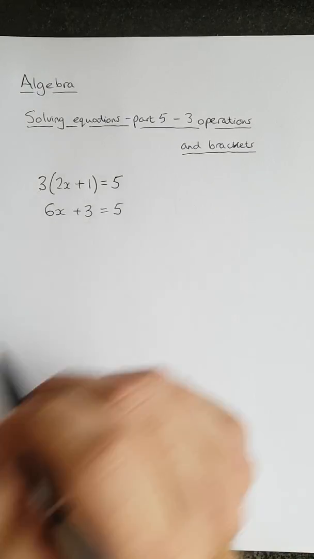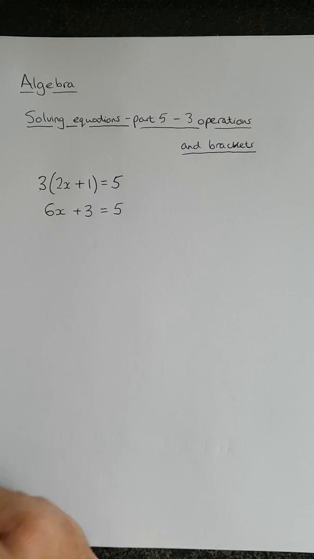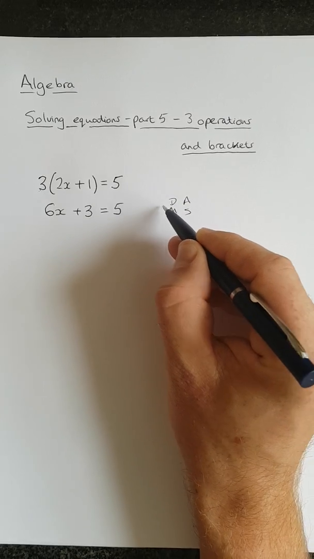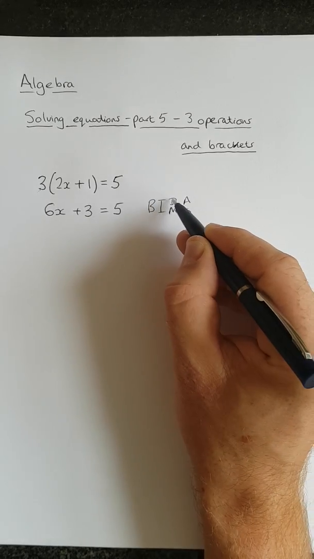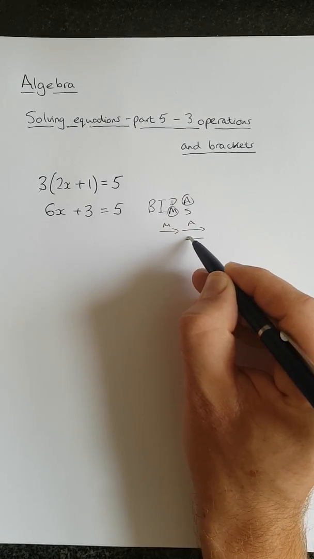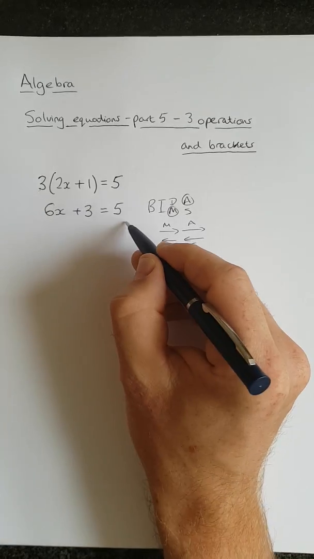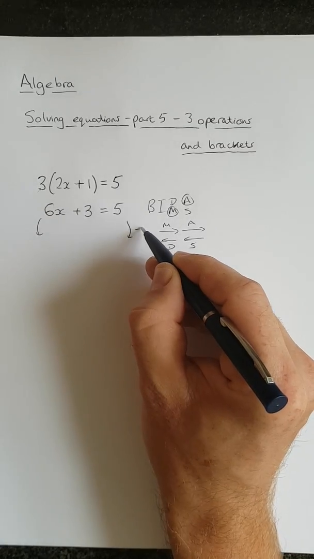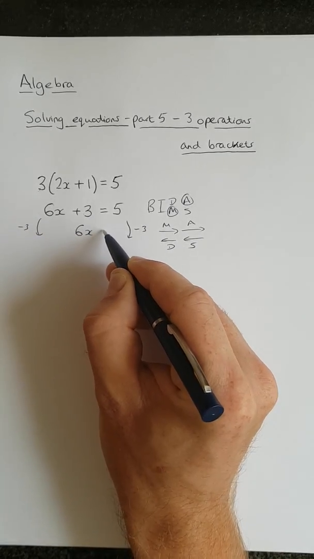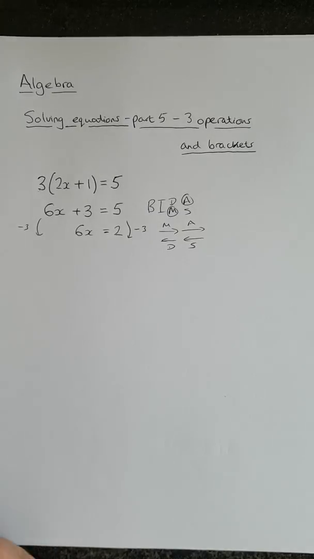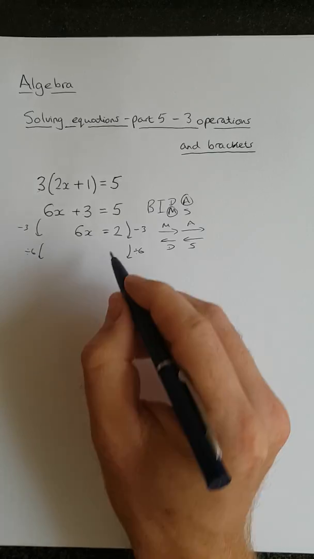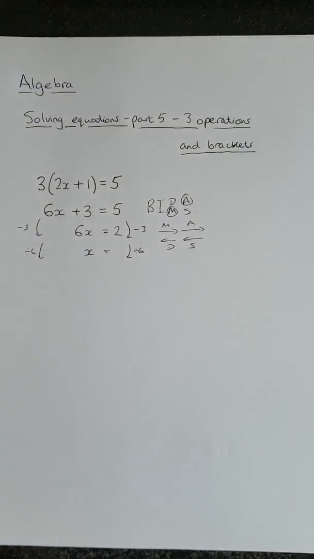Okay, now we're going to look at our order of operations. We've got a multiply and we've got an add. So I'm going to subtract and then divide. Subtracting 3 leaves me with just 6x, and it leaves me with 2. Then my divide, well, it takes me back to x.